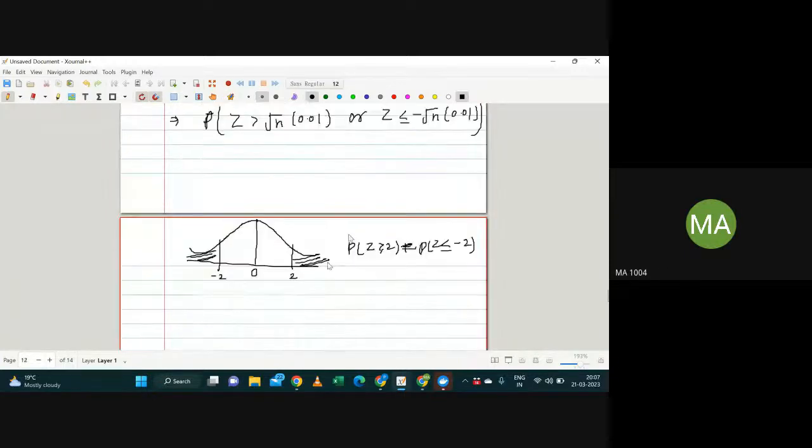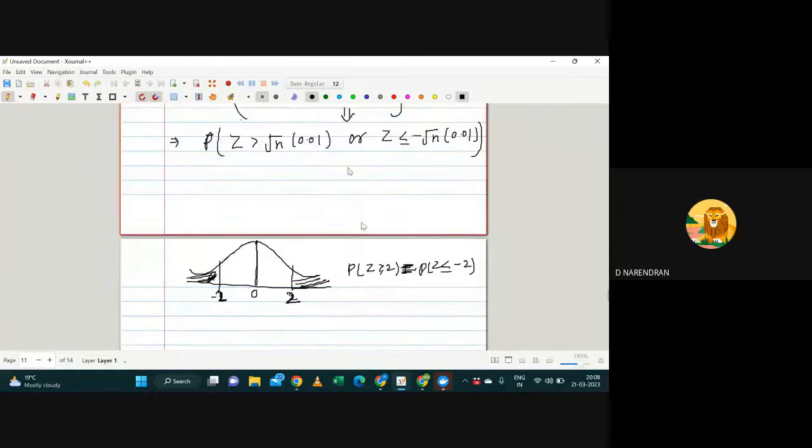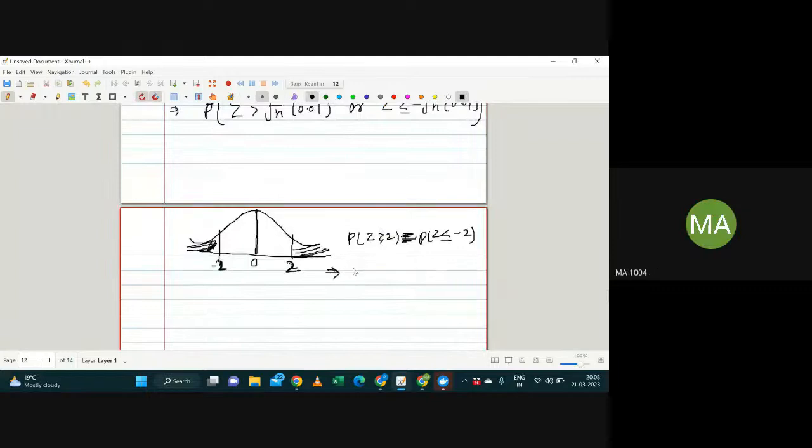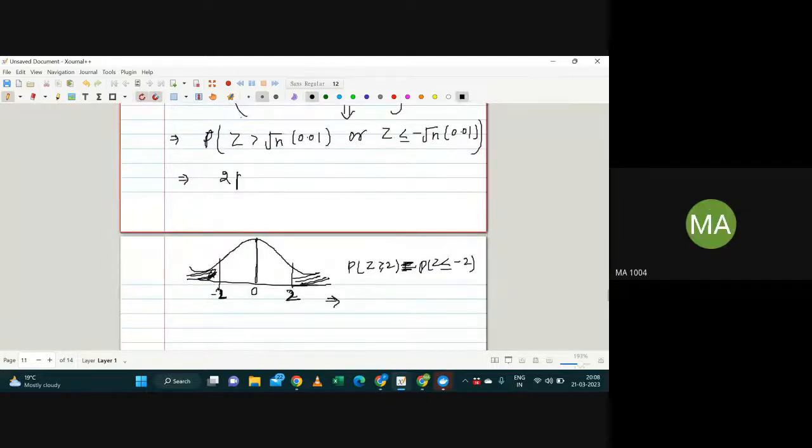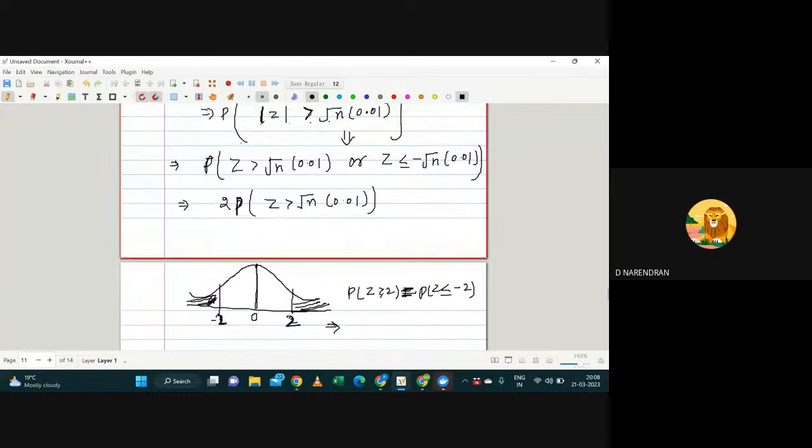Correct. See, in the case of normal distribution, due to symmetry, can I say the probability of z, suppose this is 2, I'm just taking it as an example, the probability of z greater or equal to 2 is the same as the probability of z less or equal to minus 2. So you can multiply it by two times. This means two times the probability of z, just take the positive one. So far it is clear? Can I write this or not? Yes, sir.